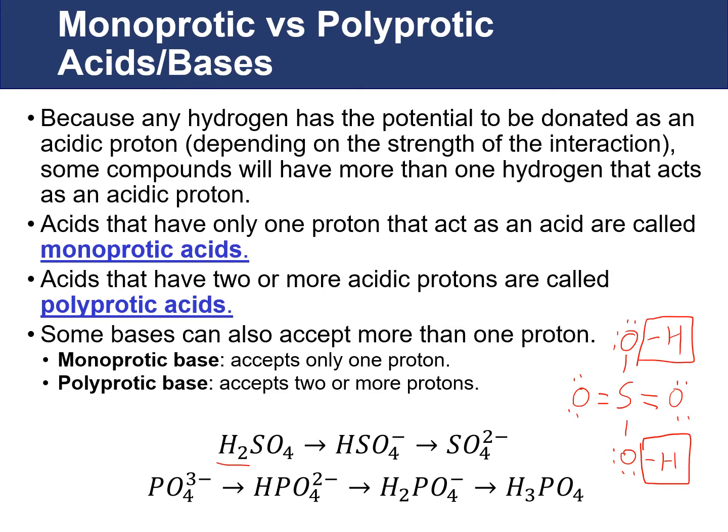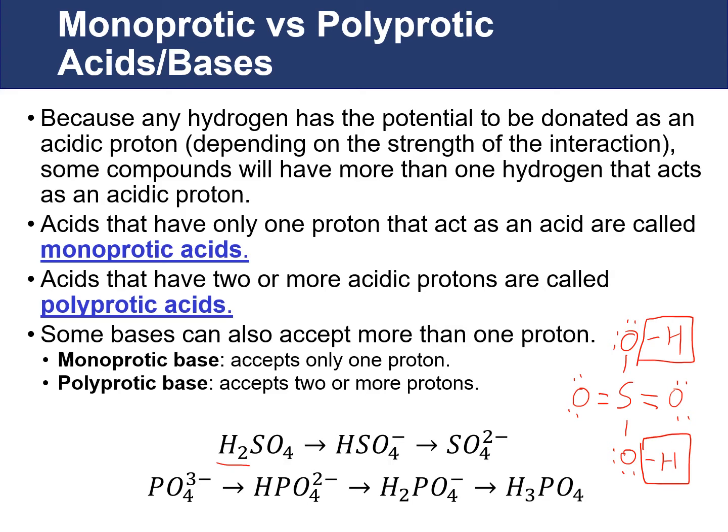So it will first donate 1. The majority of the H2SO4 will donate 1 proton before any of the ones that have already donated 1 will donate a second. So your first reaction is H2SO4 will donate 1 acidic proton, giving you HSO4 minus. And then once all of the H2SO4 has been converted into HSO4 minus, then some of those HSO4 minuses can start giving up the second proton to form SO4 2 minus.